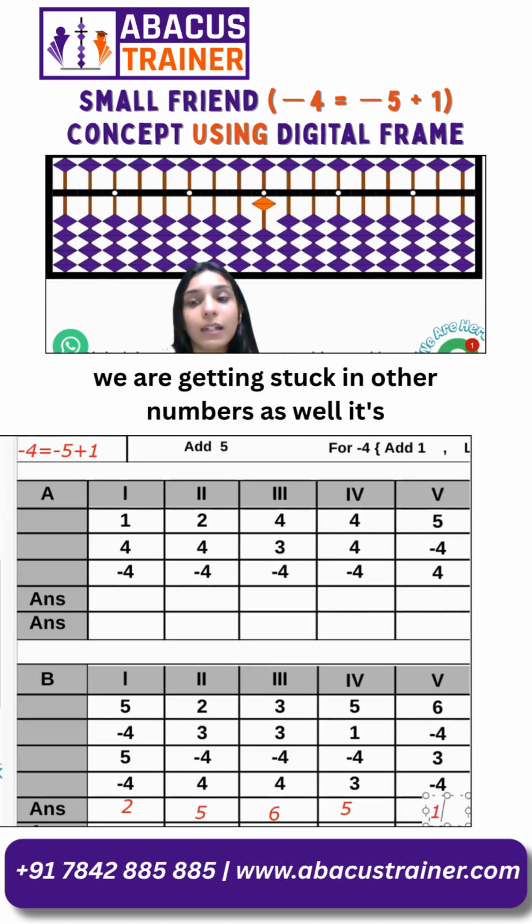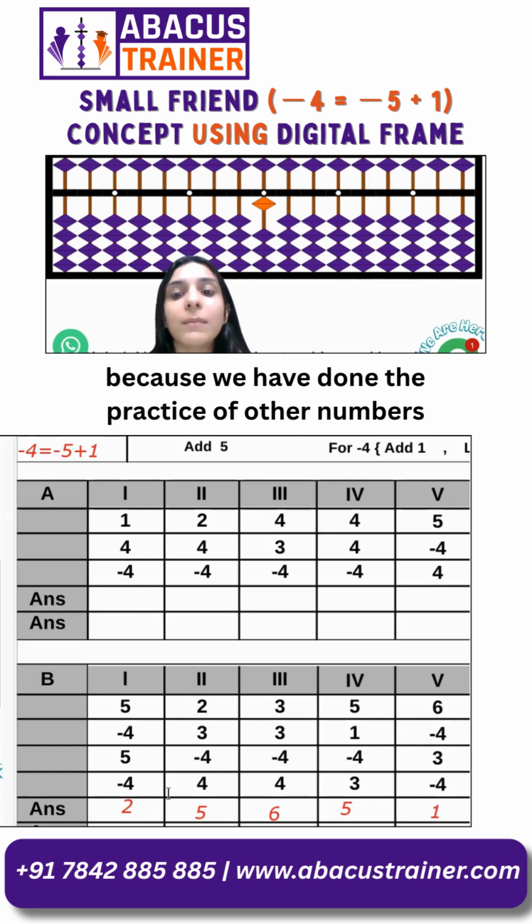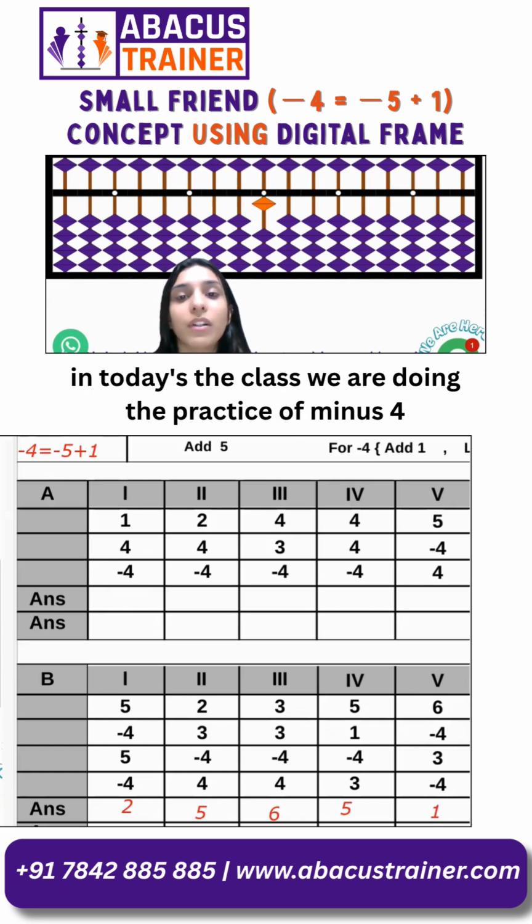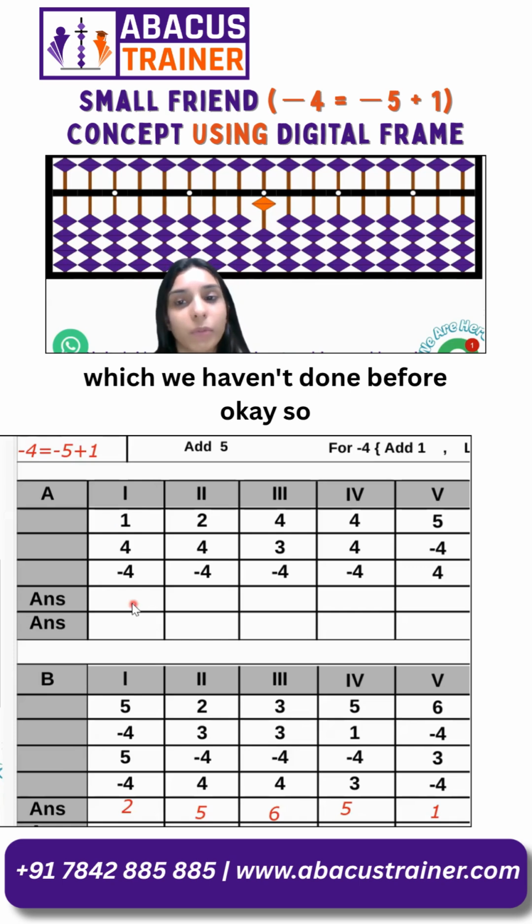Ma'am, why have you written just the formula of minus 4? We are getting stuck in other numbers as well. It's because we have done the practice of other numbers. In today's class, we are doing the practice of minus 4, which we haven't done before, okay?